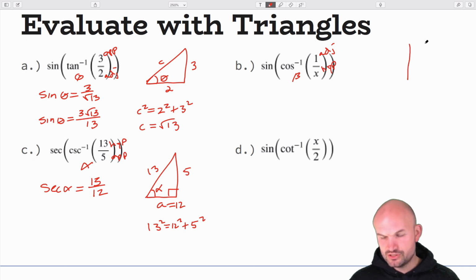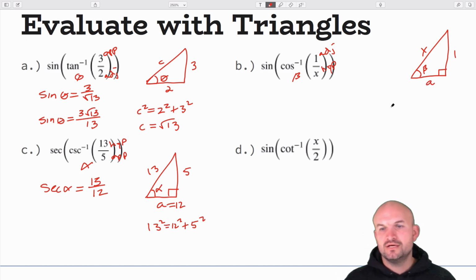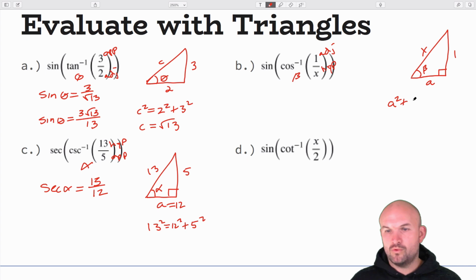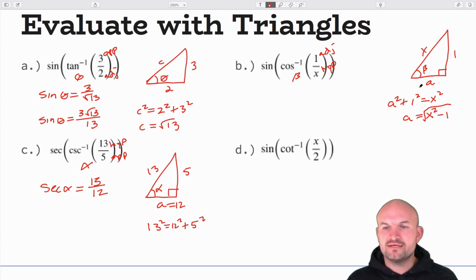So let's draw a nice little triangle. Okay, so we have adjacent over hypotenuse. Let's call this adjacent side here a. So I can say a squared plus 1 squared equals x squared. When I solve for a, I'm going to get the square root of x squared minus 1. So I'm kind of skipping some steps here because we've already done this a lot. And again, we don't need to do plus or minus because this is just a triangle in space. So therefore, a equals the square root of x squared minus 1.